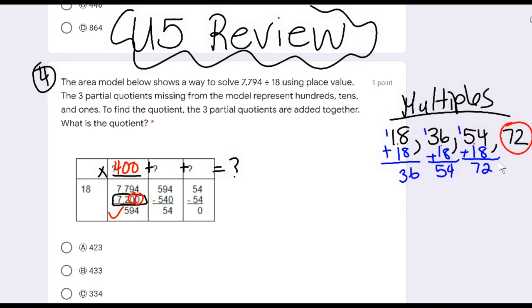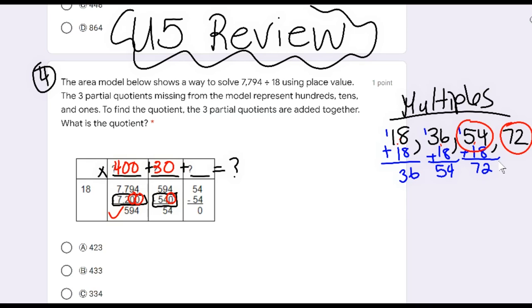The second box here says 540. Okay, which factor gives me, or which multiple gives me the 54 that I was looking for? 1, 2, 3, the third one. So I would be putting a 3 right here. And then it needs 1 zero attached, right? Because of the 1 zero that I have in my box. So that multiple, or that partial quotient, is 30.